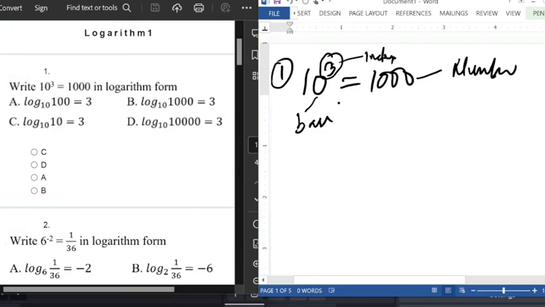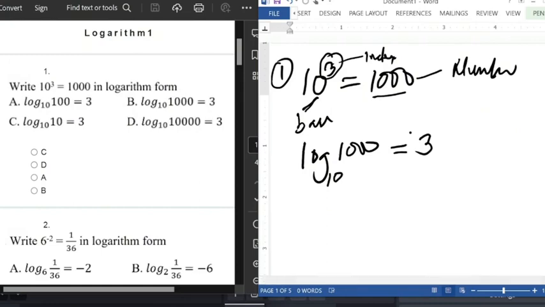For us to change this to logarithm, we have the log of the number, and what is the number? 1000. Then the base we have in the index is still the same, in logarithm that's base 10, equals to the power, which will now be the answer to the log of 1000 in base 10, which is going to be 3. I hope this is very clear. So that is question number 1, and that is option B.